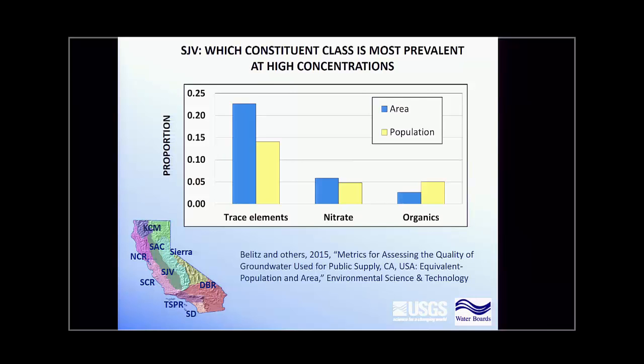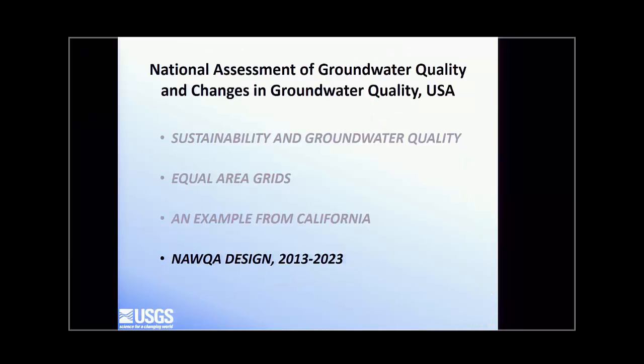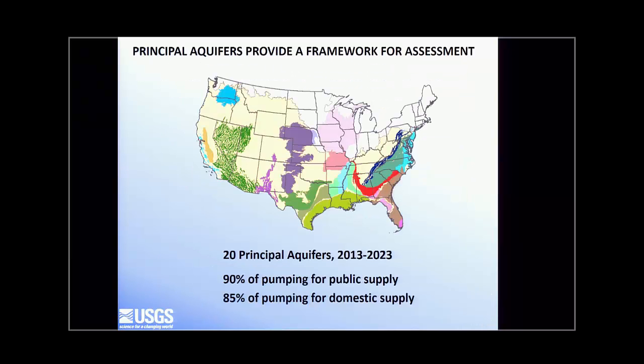This work you can find in a recent paper in Environmental Science and Technology. The basic underlying math is also in Water Resources Research. So finally, let's look at our NAWQA design. Principal aquifers will provide a framework for assessment for the USGS. Here you see in various colors 20 principal aquifers. Collectively, they account for 90% of pumping for public supply in the United States and 85% of pumping for domestic supply. About 45% of the drinking water in the nation is groundwater.